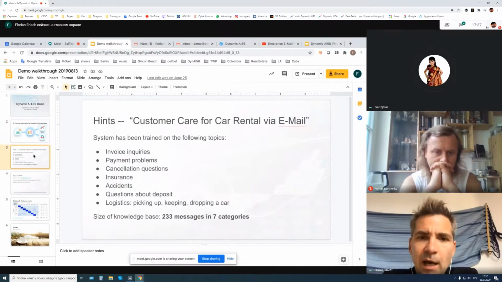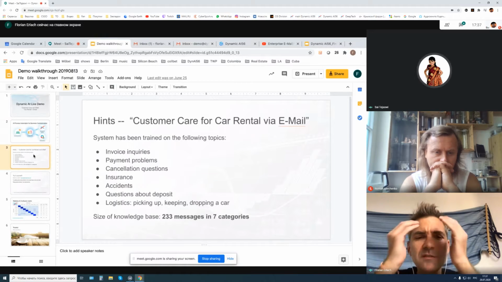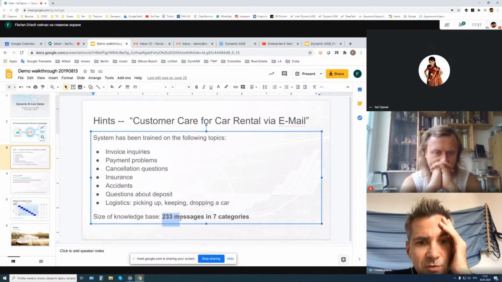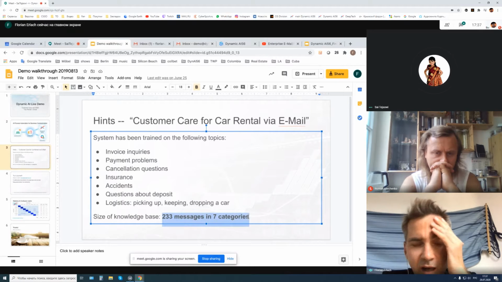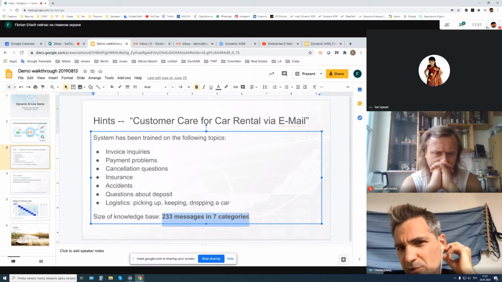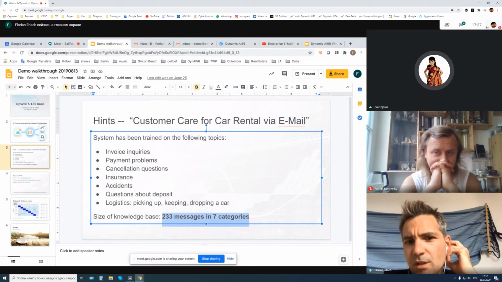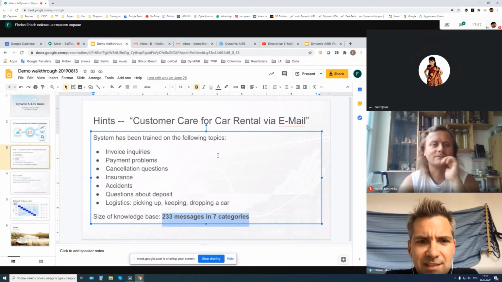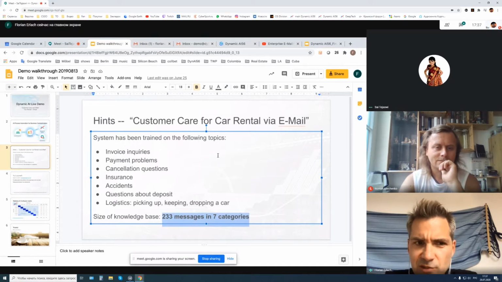So what have we trained today? We have trained 7 categories with 233 messages. We can do this because we are not using deep learning per se. For deep learning, you need at least 1,000 messages per category to start with. That would mean we need, at least for this case, 7,000. We have prepared invoice, payment, cancellation, insurance, accident questions, and logistics.